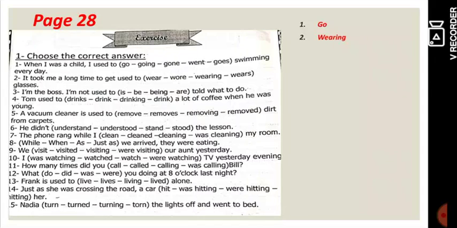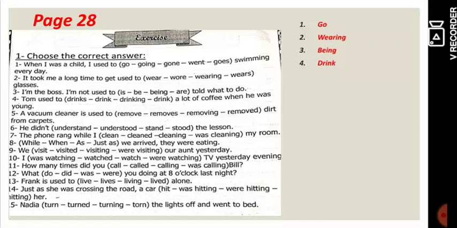Okay, number 3. I am the boss. I am not used to ___ told what to do. Also we have used to, but before used to we have the verb to be, am. So the answer will be being. So when we have used to and before used to we have get or verb to be, we put verb ing. Okay, number 4. Tom used to ___ a lot of coffee when he was young. Here we have used to and we don't have get or verb to be, so the answer will be drink.